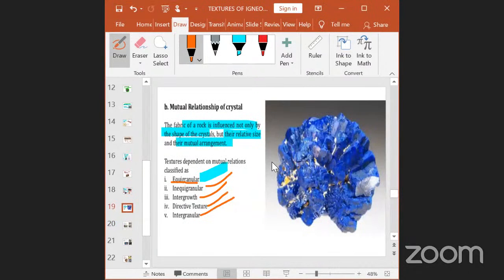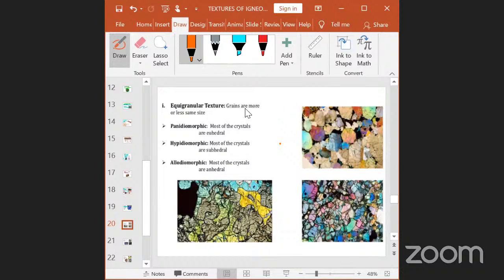Okay. So you see the equigranular pictures here. The grain sizes are more or less the same, right? The first type of equigranular texture is panidiomorphic. That is, most of the crystals are euhedral. You see these crystals are euhedral. And hypidiomorphic texture, that is, most of the crystals are subhedral, right?